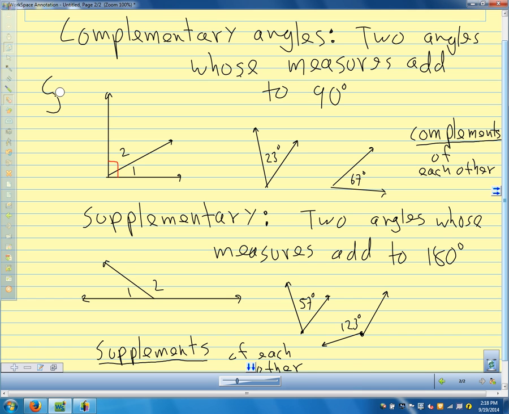A lot of people come up with different strategies, but you just need some way to keep the two straight. Because you'll get asked problems, if these two angles are supplementary, what do you know about them? And you have to know that supplementary means they add to 180.